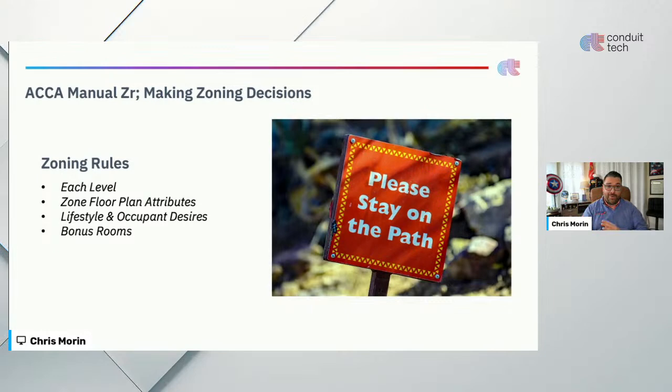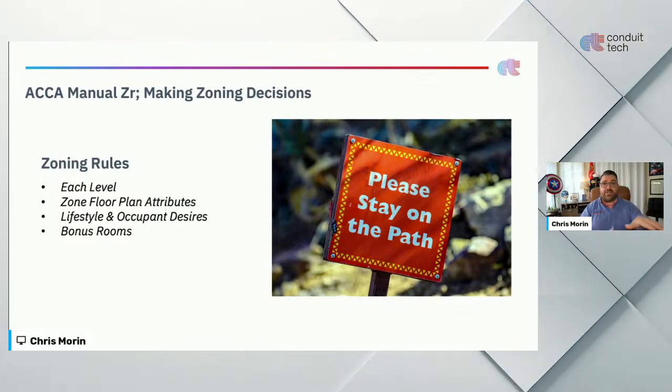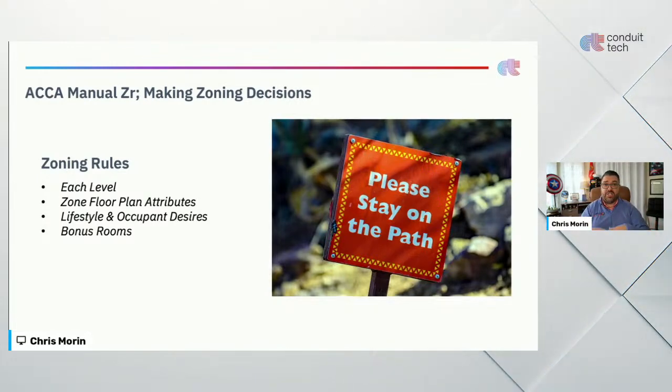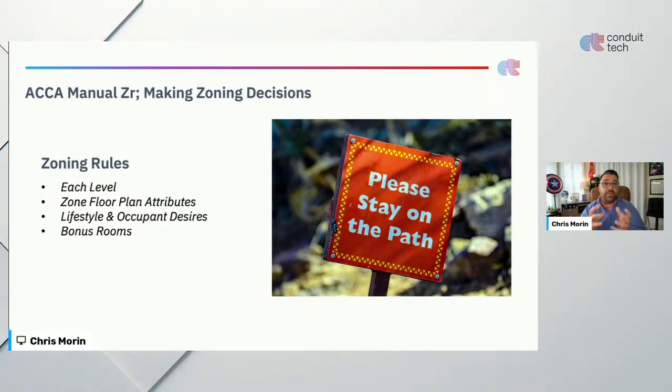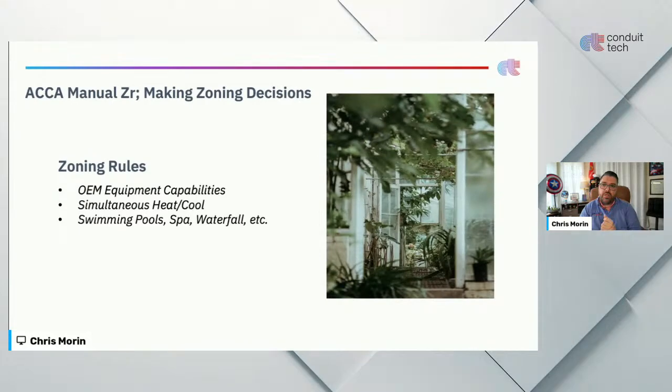And then always look at bonus rooms. This could be that room over the garage. This could be a bump out. That's a sunroom. That's going to be four seasons. This could be a basement that's refinished, right? We changed the regular use of that space. And now it should be zoned because it's not compatible with the rest of the home, right? So that's some basic zoning rules.